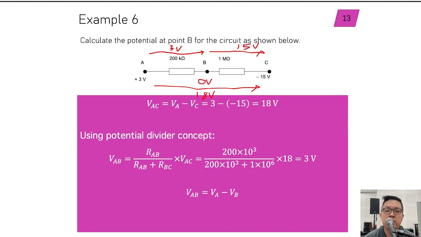Right? So VAB equals VA minus VB. So 3 equals 3 minus VB. So I get VB equals 0. Yep, so that's it for this example 6.